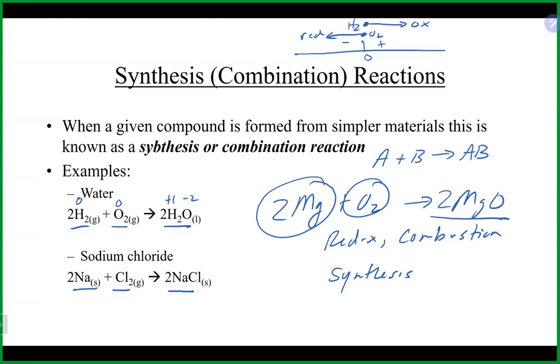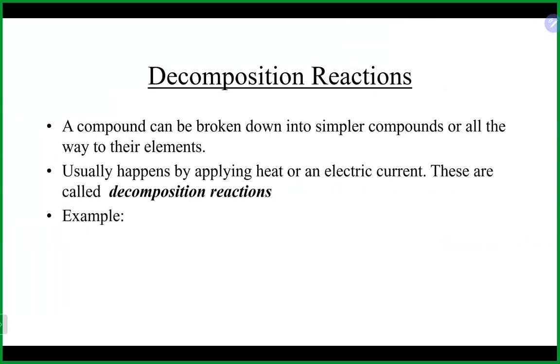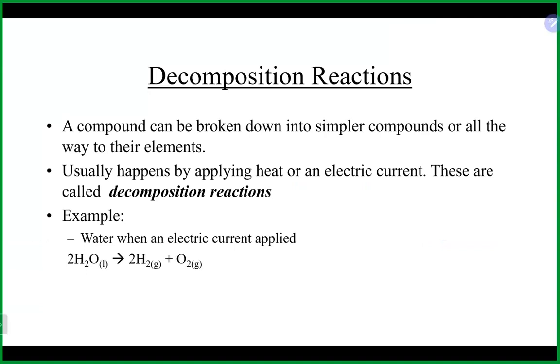Any questions on that one there? So how you recognize this one is very simply two things, one thing, combination or synthesis. The opposite of that reaction is a decomposition reaction, and in a decomposition reaction, we start with one thing and we break it apart. So you start with one thing and end with multiple things. It's really the opposite of a synthesis reaction. So synthesis, we put it together. Decomposition, we break it apart.